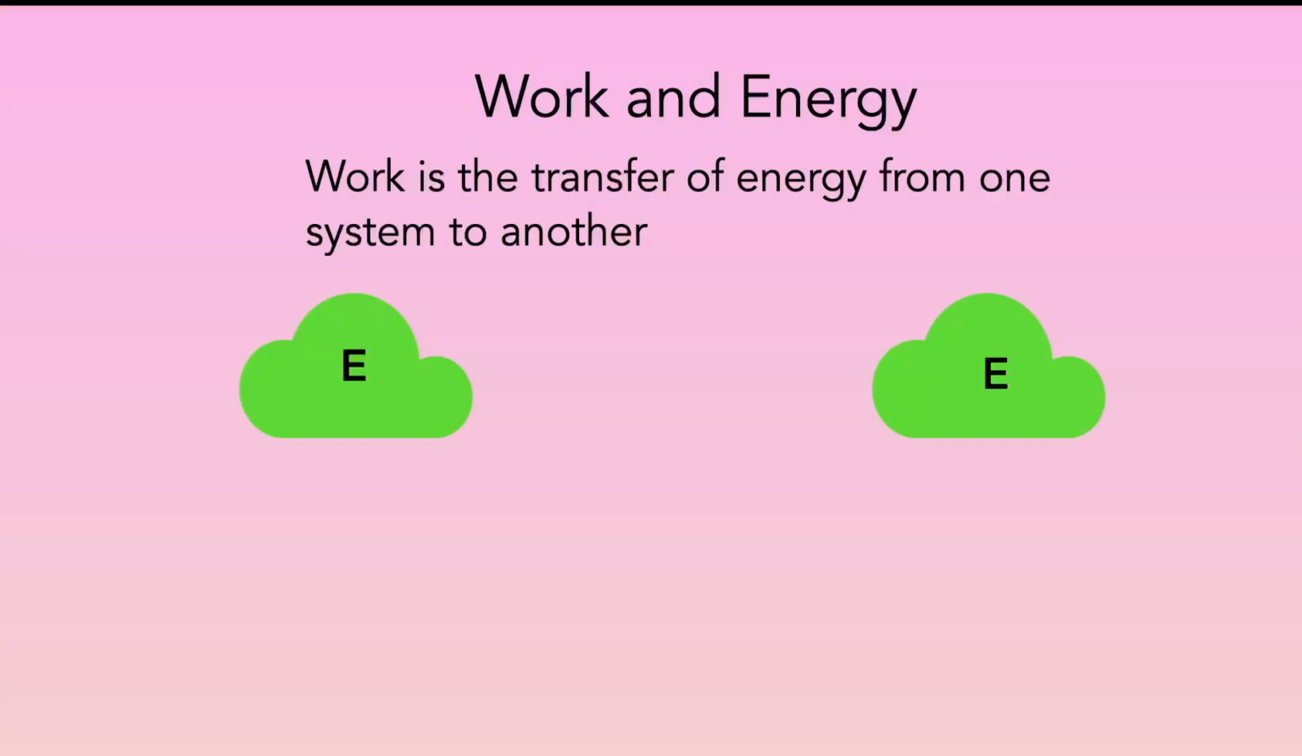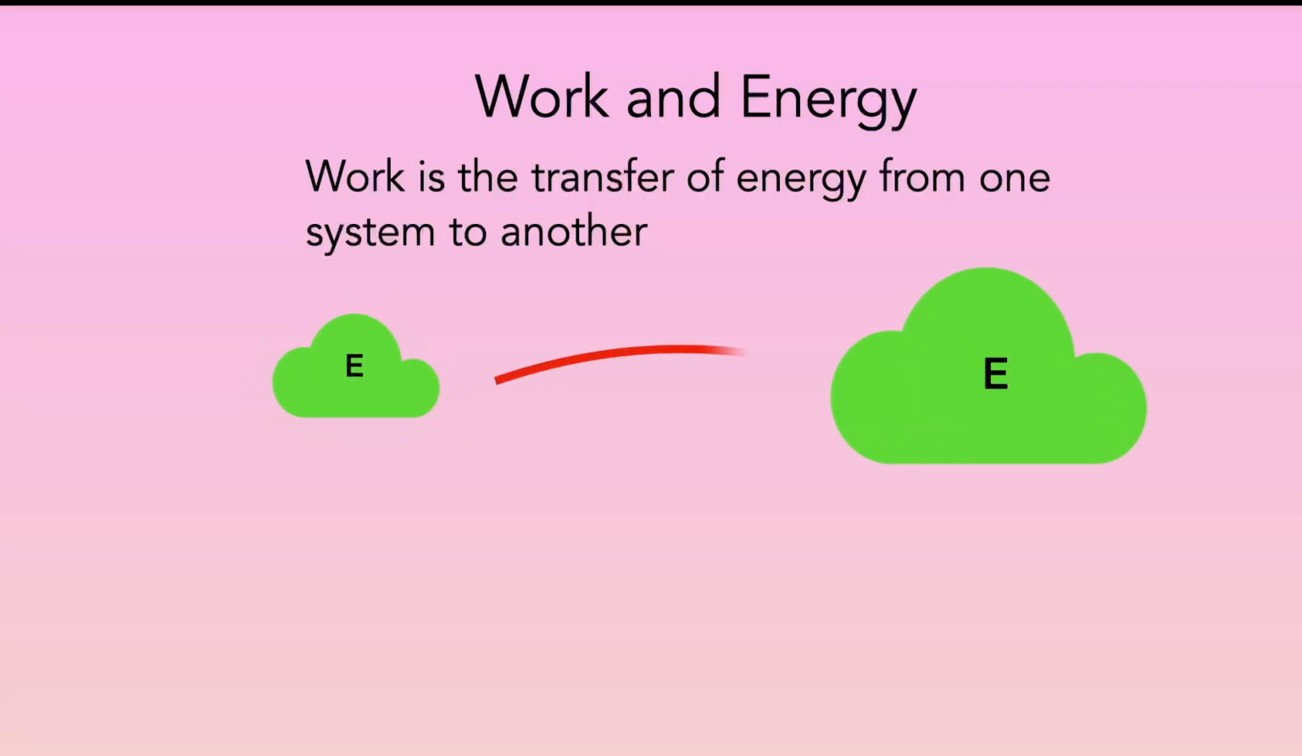Work and energy are measured the same way, in units we'll talk about in a second called joules. Work is the transfer of energy from one system to another. On the left, we've got a system that has a certain amount of energy in it. On the right, we've got another system that has a certain amount of energy in it. We're going to say those are currently closed systems. In other words, the energy doesn't leak out.